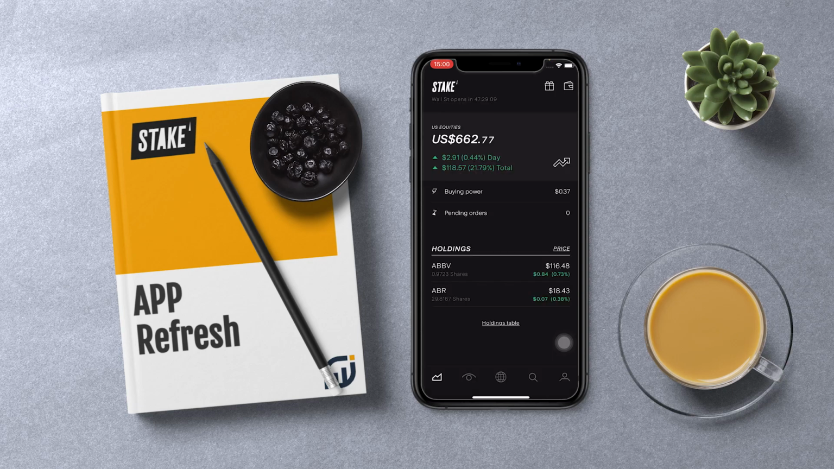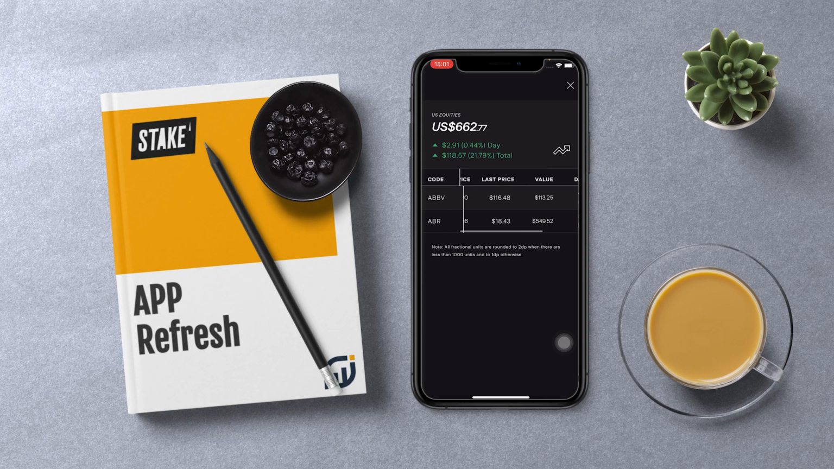So when you open the app, this is what you'll land on, which is the home screen. So you can see my portfolio is at $662.77. So I am up 0.44 on the day and 21.79% overall, which I'm pretty happy with. Good performance. So you've got that overview right there. You can also see the holdings table as well. So you've got that there as well, which is nice.